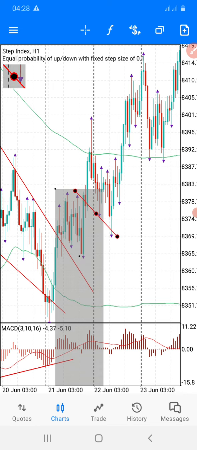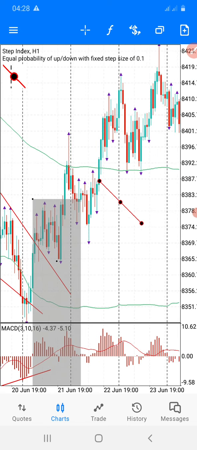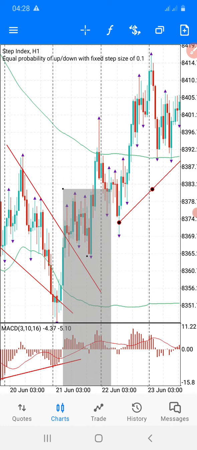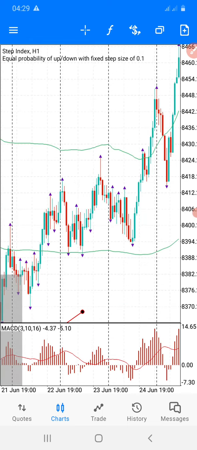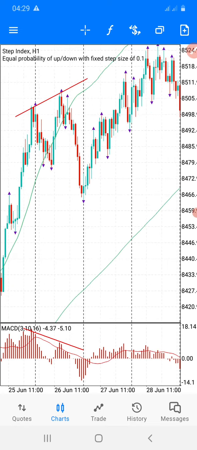This is a break of a trend line, the retest, and then the histogram also forming above the zero line. Your stop loss is always at the previous low. Put your stop loss here, and then you allow the market to do its own thing.